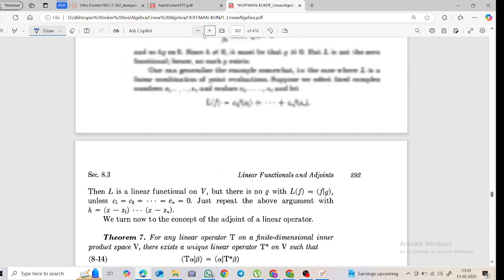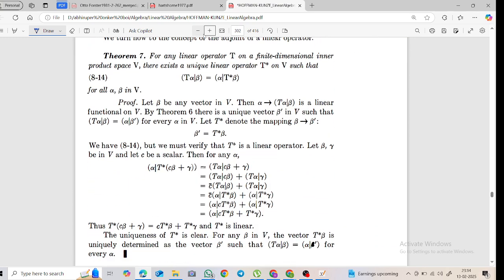Okay, so let's move on to the next result. For any linear operator T on a finite dimensional inner product space V, there exists a unique linear operator T star on V such that T alpha inner product beta is alpha inner product T star beta. Okay. So we will define what T star is in a moment.